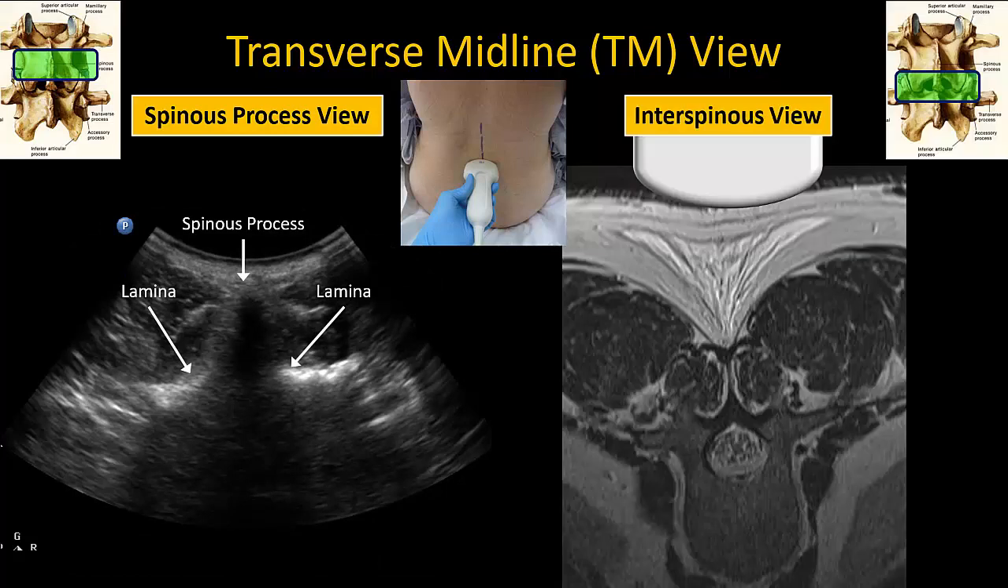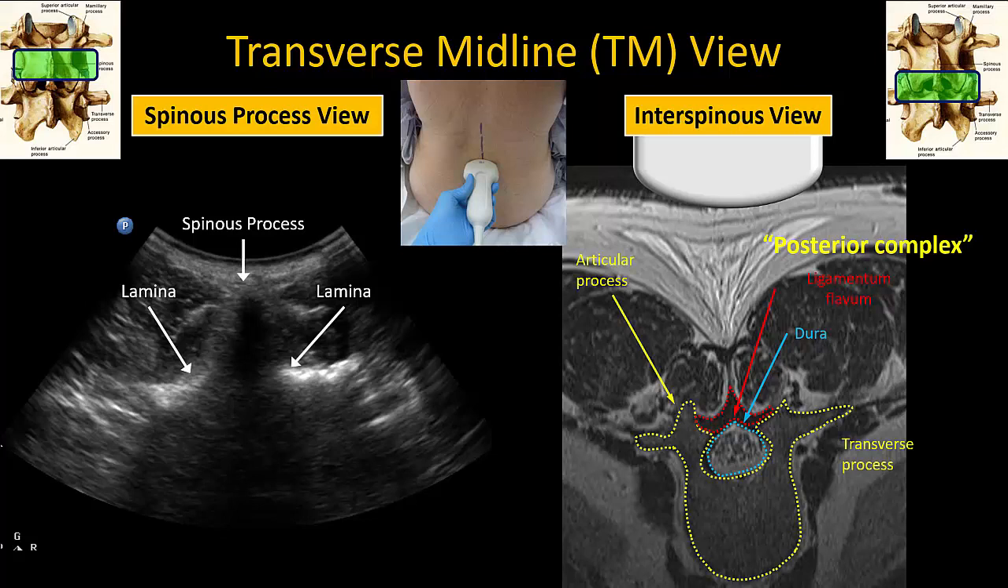The second view is the interspinous view. There is no bone between the probe and the vertebral canal, allowing us to see the structures within, the ligamentum flavum and the dura, which constitute the posterior complex on ultrasound. Note that the articular processes and transverse processes are in the same plane as the interlaminar space. These are important surrogate landmarks that can be recognized on ultrasound.